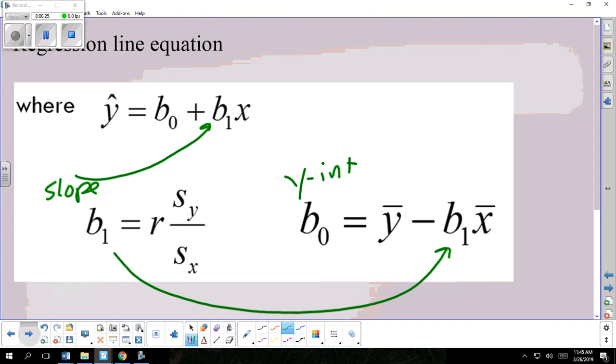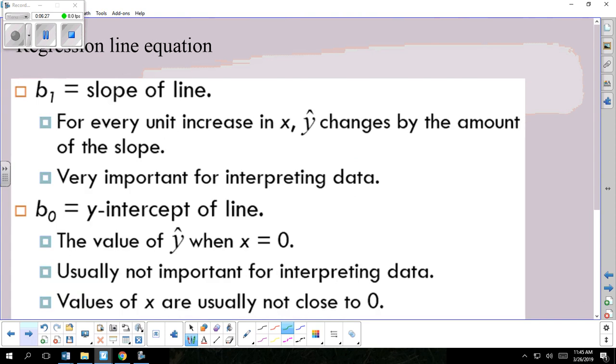All right, moving forward. So, regression line equation. B1, the slope of the line. For every unit increase in x, y hat changes by the amount of the slope. Always on the first response of the AP test, you'll see something about the interpretation of slope. Sometimes it's in the multiple choice, but oftentimes it says, what does this slope coefficient mean? It's been on the last couple of years as well. That's very important for determining the data, right? Interpreting that slope of the regression line.